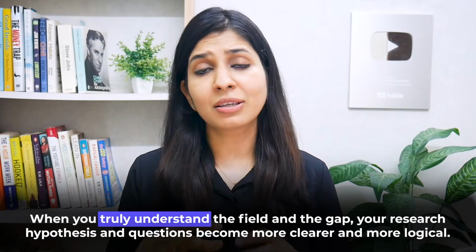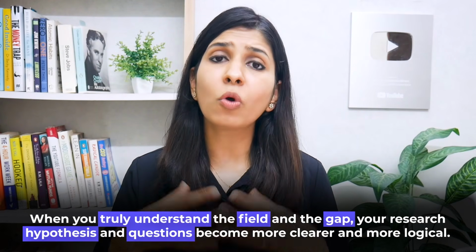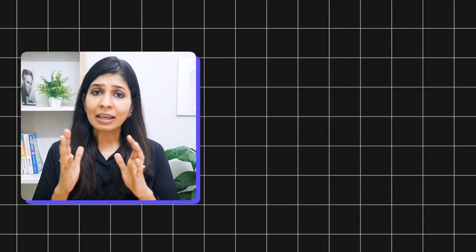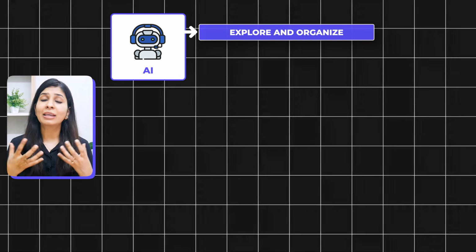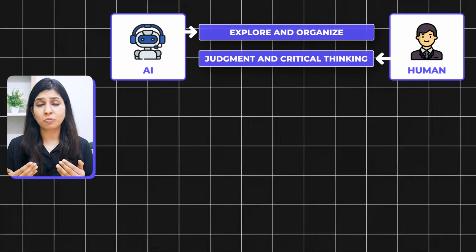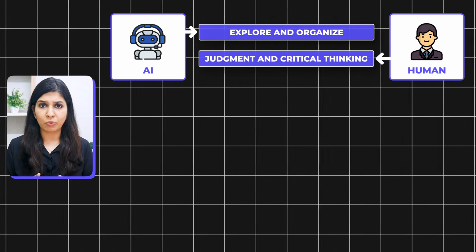When you truly understand the field and the gap, your research hypothesis and questions will automatically become more clear and logical. And this is one step where I recommend not relying heavily on AI. AI can help you explore, AI can help you organize the information, but the parts that require judgment, critical thinking, these parts should come entirely from you.